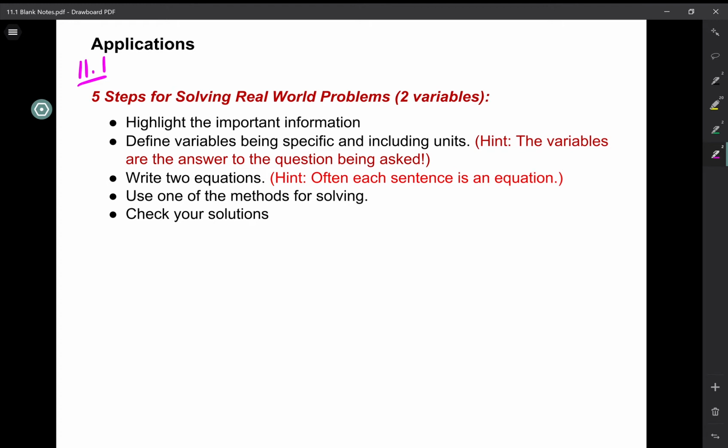Number one, when you're reading the problem, make sure you highlight the important information. Number two, make sure you define your variables and include units. Hint, the variables usually are the answer to the question being asked.